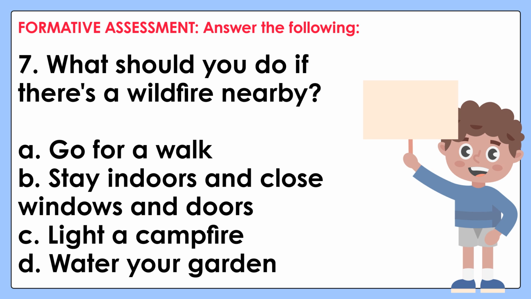Number 7. What should you do if there's a wildfire nearby? A. Go for a walk. B. Stay indoors and close windows and doors. C. Light a campfire. Or D. Water your garden. The answer is letter B. Stay indoors and close windows and doors.